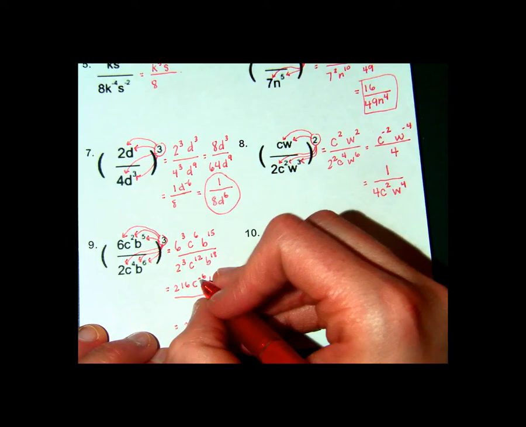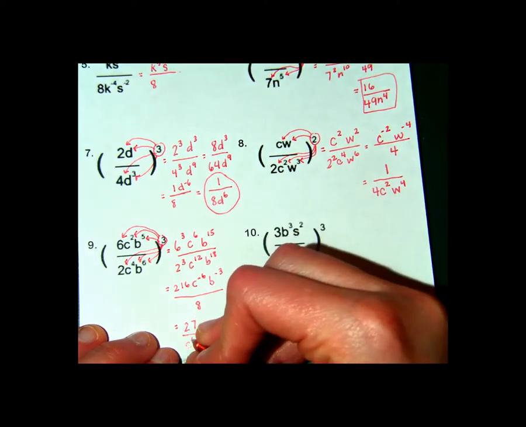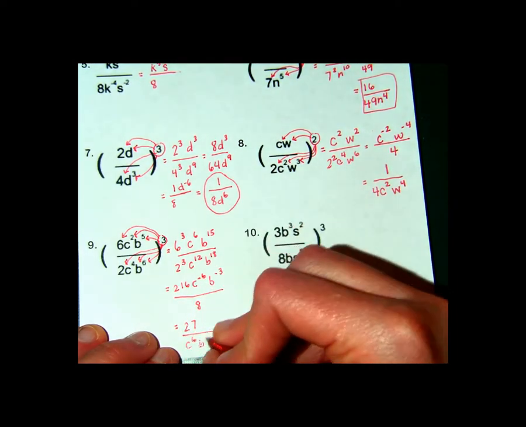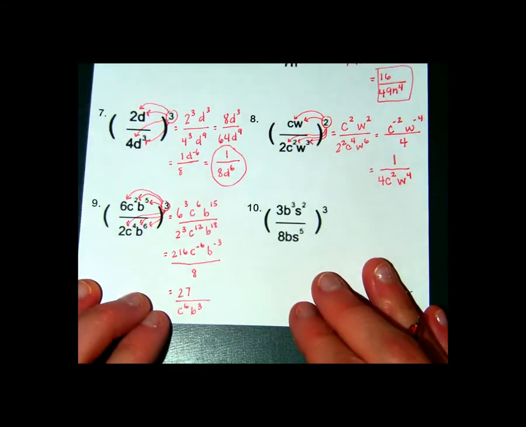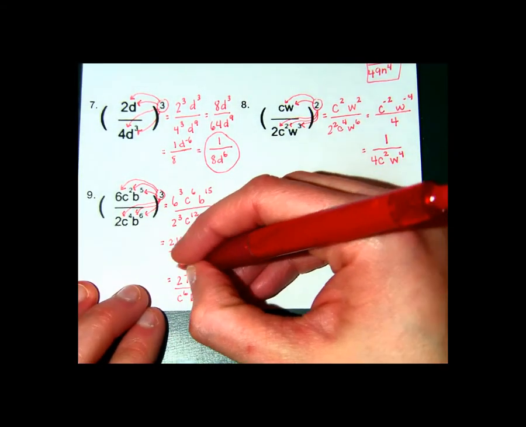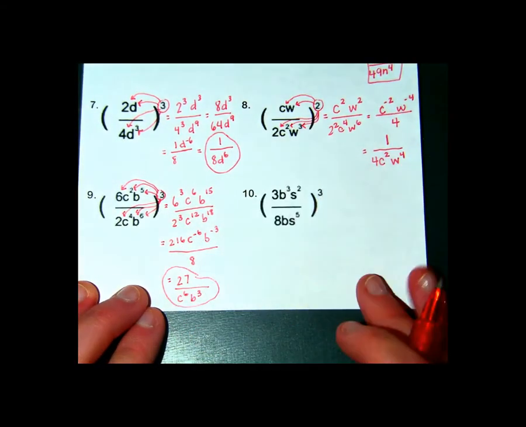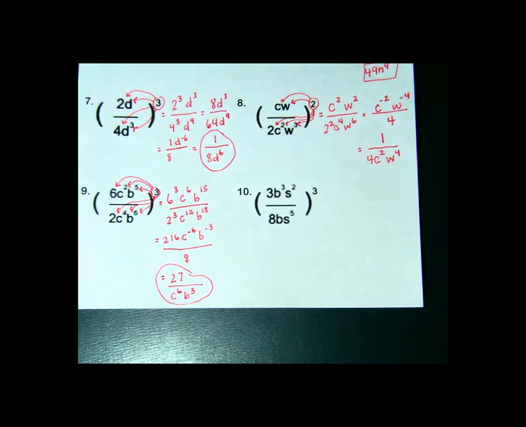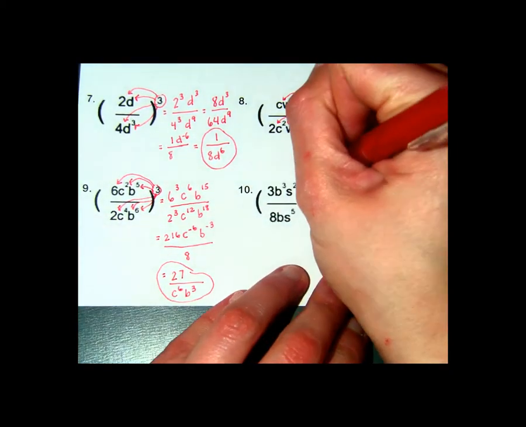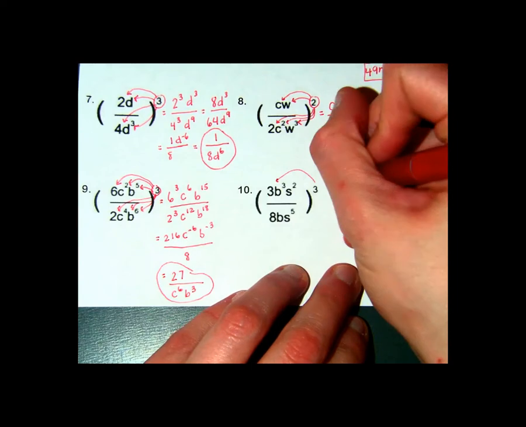But then on the bottom, I have C to the 6th because we need to get rid of the negative, and B to the 3rd. So C to the 6th, B to the 3rd. Last but not least, number 10. Again, it's got quite a few things going on.